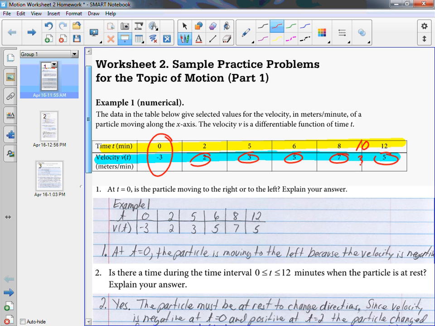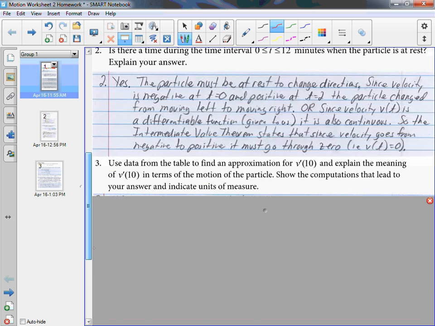Find the average velocity, or the average, wait a minute, I'm saying the words wrong. They want the approximation of v prime of t. So find the average rate of change of the velocity. So scratch what I said. I said velocity when I meant rate of change of velocity. Okay? So find the average rate of change of the velocity, which is essentially the slope formula.